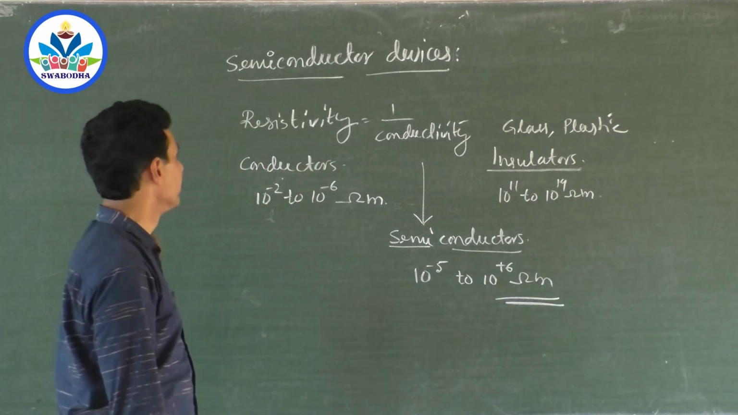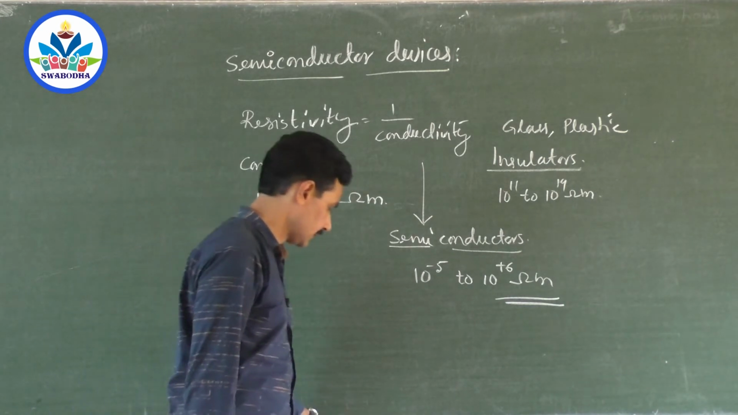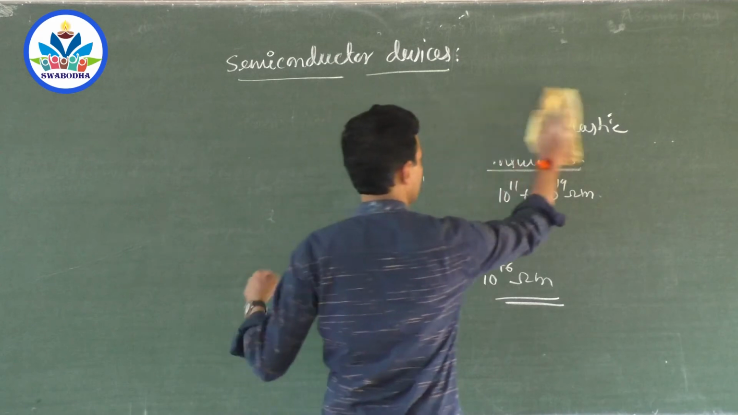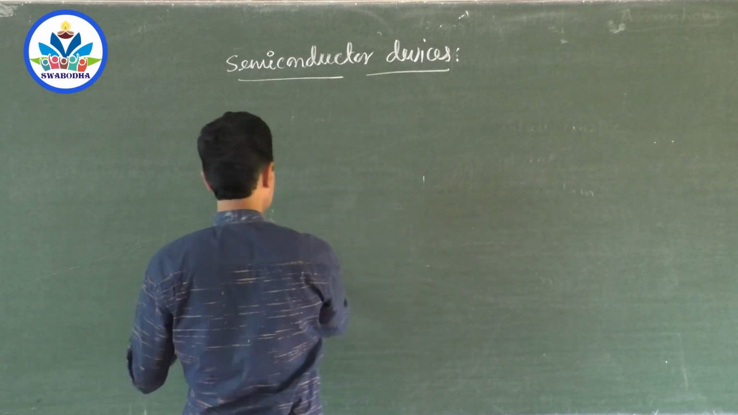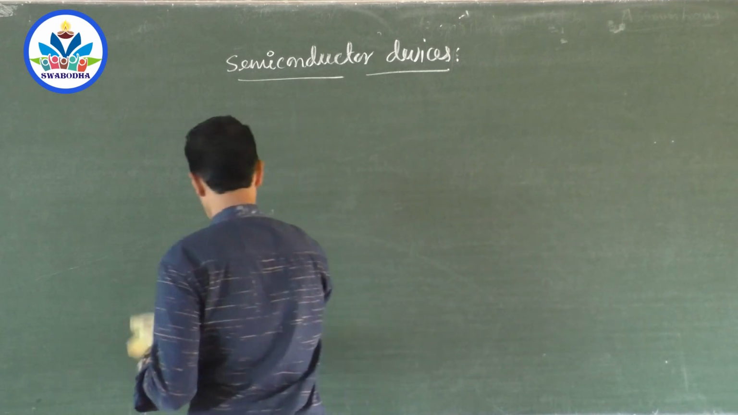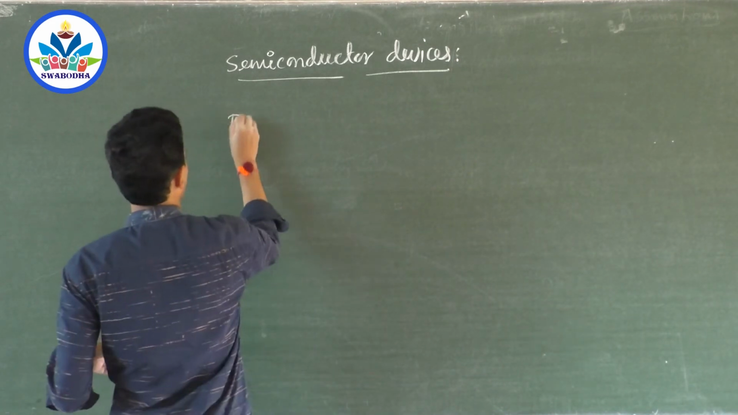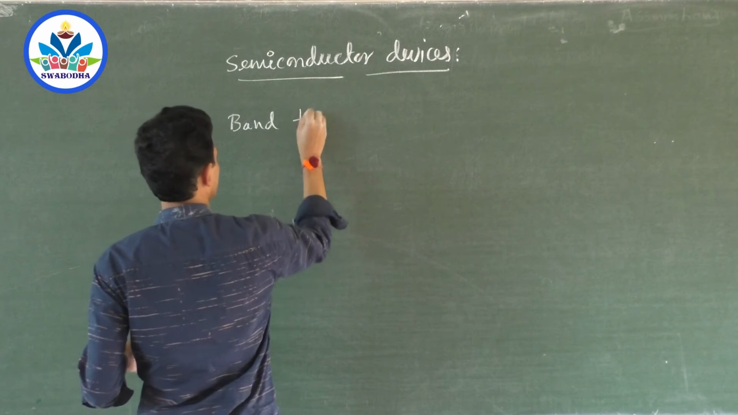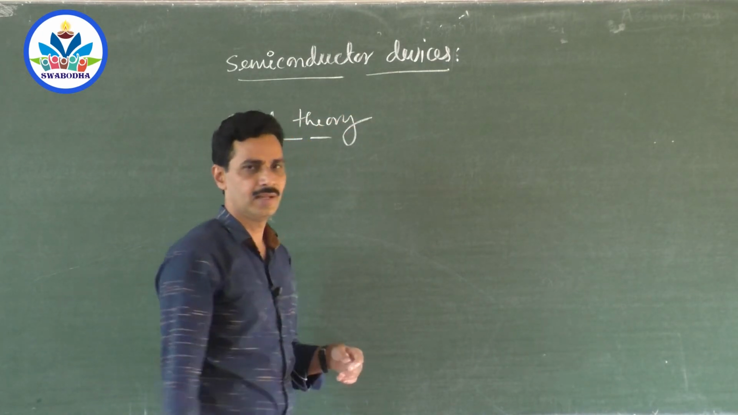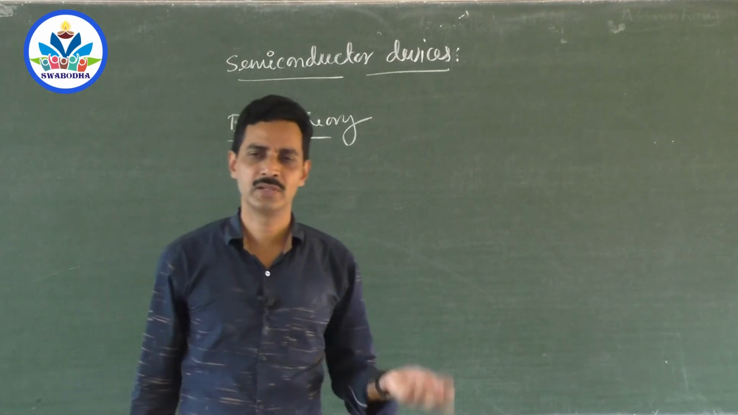Okay. Now if you want to differentiate conductors, semiconductors and insulators, you have to see another theory called band theory. What is band theory? Band theory, energy band. We have seen in the atom chapter that energy levels or energies are distributed to the electron.